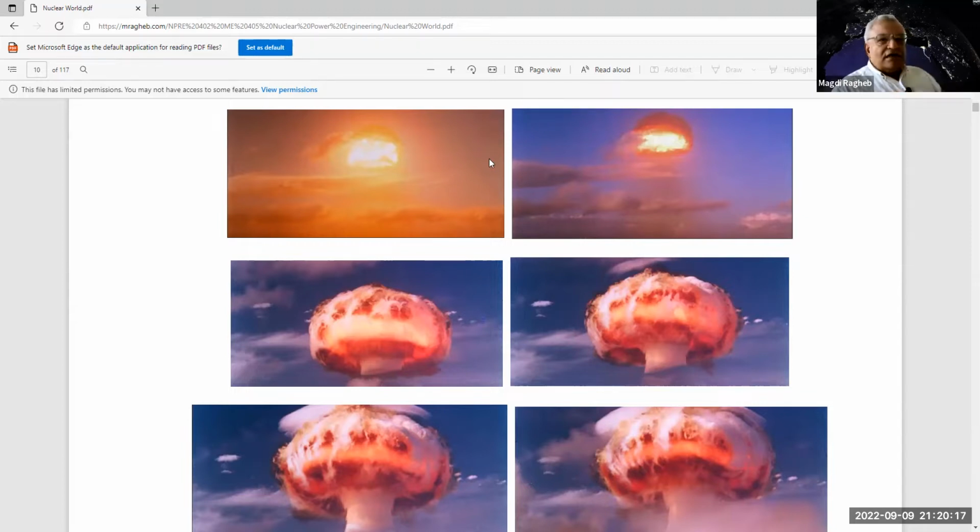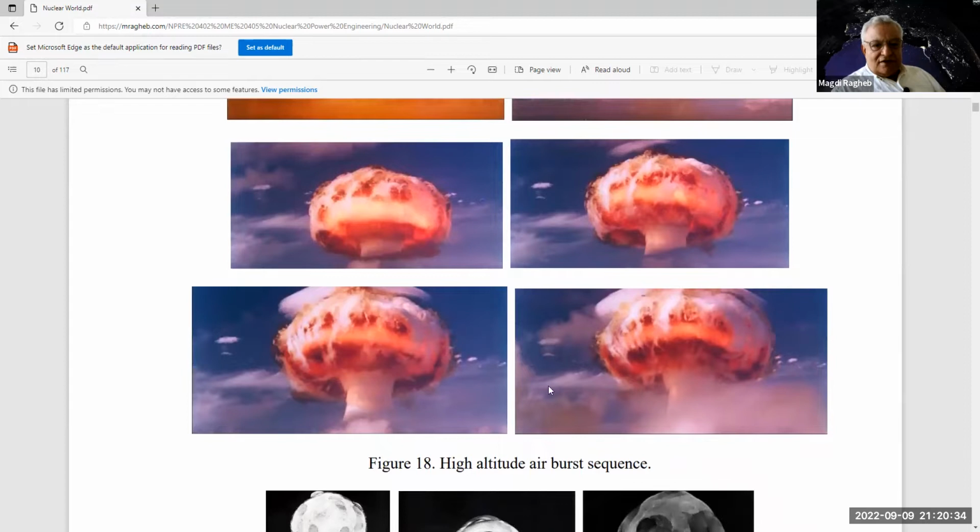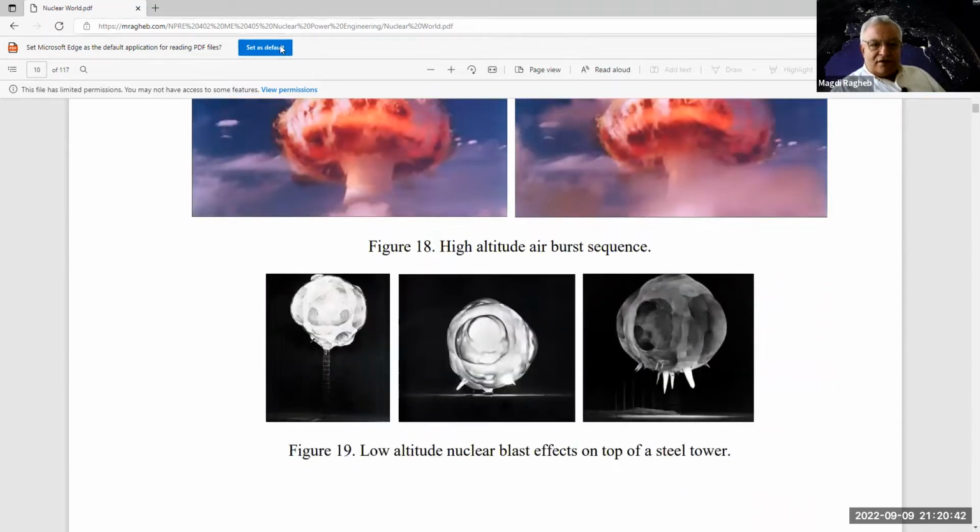lightning. And in that case, the electromagnetic pulse is so strong that it can destroy all the electronic devices in the whole continental United States with a single weapon exploded up in the air. So this is a high altitude airburst sequence. You could see the mushroom is trying to form, even though it's high altitude, but if you go very high up in the atmosphere, the explosion looks more like a ball.